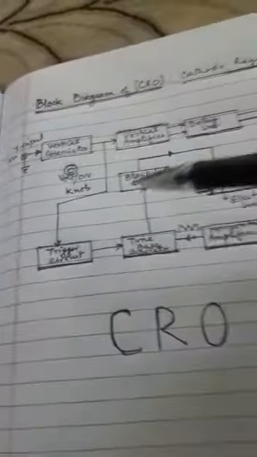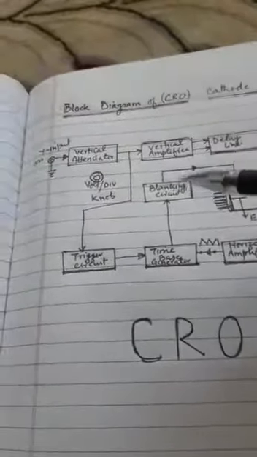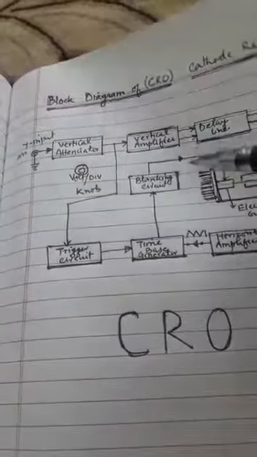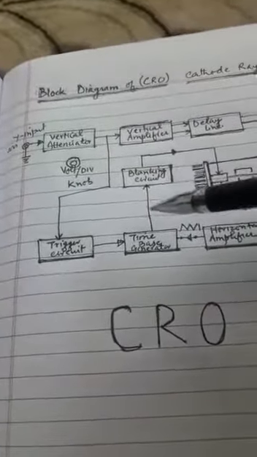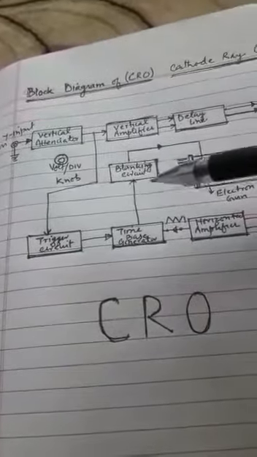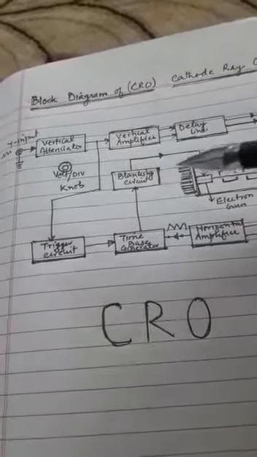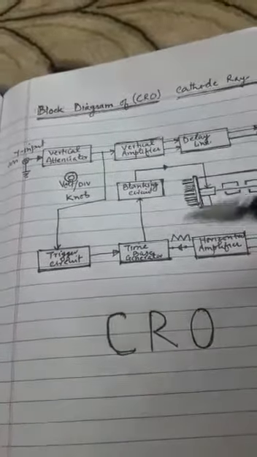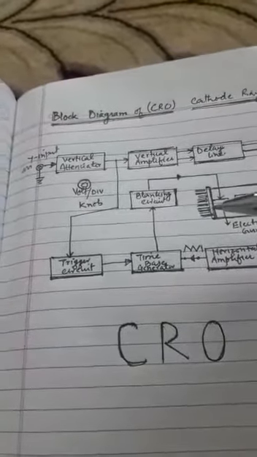So I again tell you, this is the CRO block diagram. We use CRO for measurement of different types of electrical voltages with varying time. That will do for today.